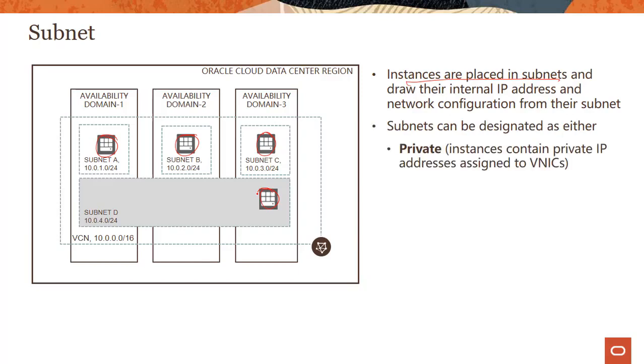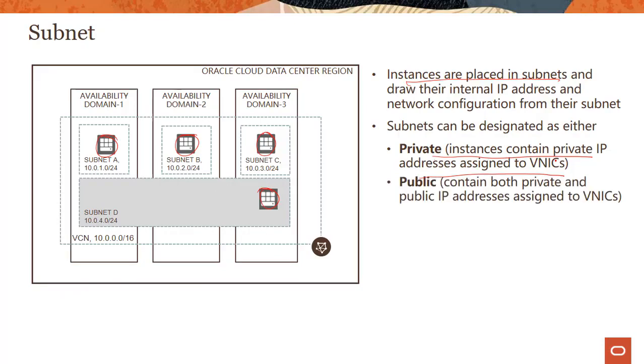Now, because of that, you can have two different characteristics in a subnet. The first is you could designate your subnets as private. What that means is instances contain private IP addresses and no public IP addresses. These can be your databases, or for security or other reasons, you might choose to just use private subnets. The second class of subnets are public subnets, which contain both private and public IP addresses.